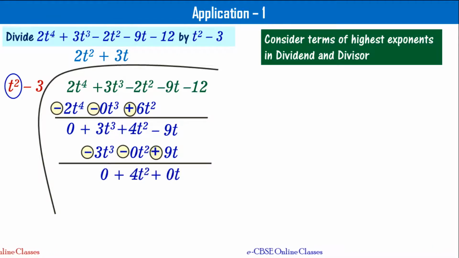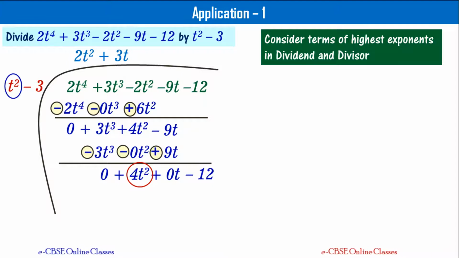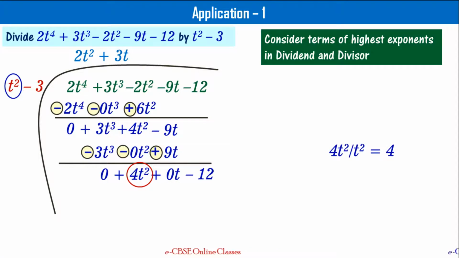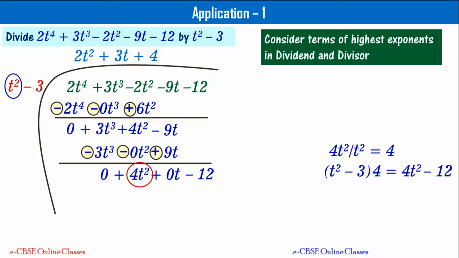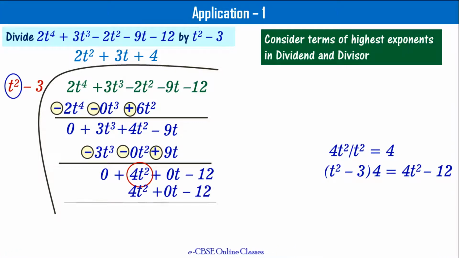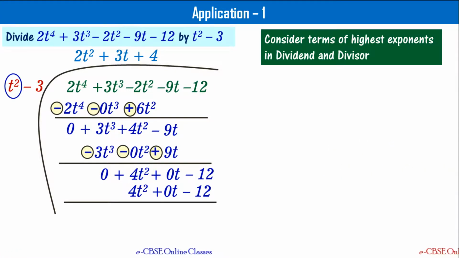is 4t square. Now bring down minus 12 such that you have expression 4t square minus 12. This expression has got 4t square term with the highest exponent. So we have to divide 4t square with t square to get answer 4. This 4 has to go as part of quotient at the top. And now we have to multiply t square minus 3 with 4 and subtract the answer from previous expression to get the answer that is 0.